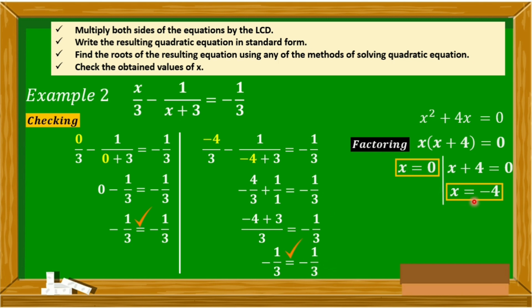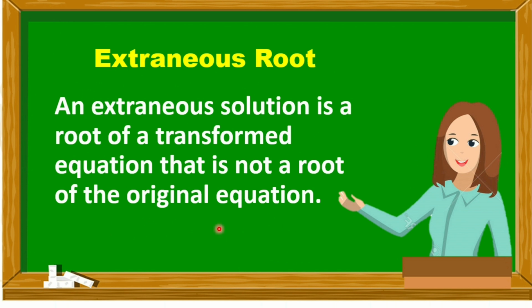x is equal 0 and x is equals to negative 4 are the solution of x over 3 minus 1 over x plus 3 is equals to negative 1 over 1/3. Let's say, for example, yung x is equals to 0. After checking, na-find out nyo dito sa dulo, hindi siya nag-equal. So, ibig sabihin, yung x is equals to 0 is not part of the solution of this equation. So, ang tawag sa kanya ay extraneous root.